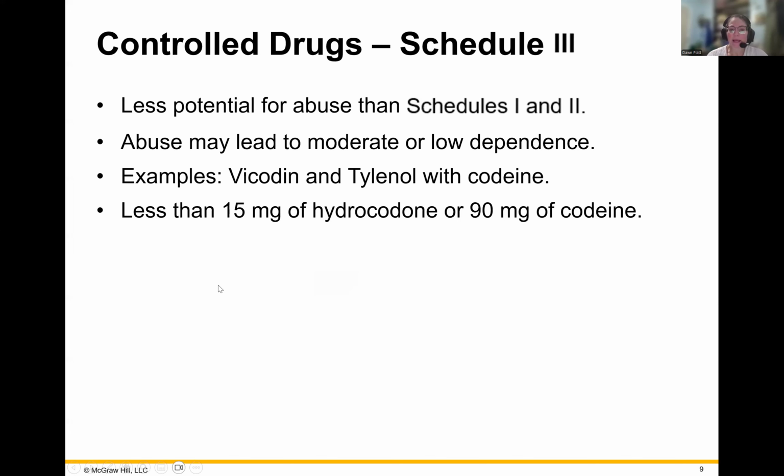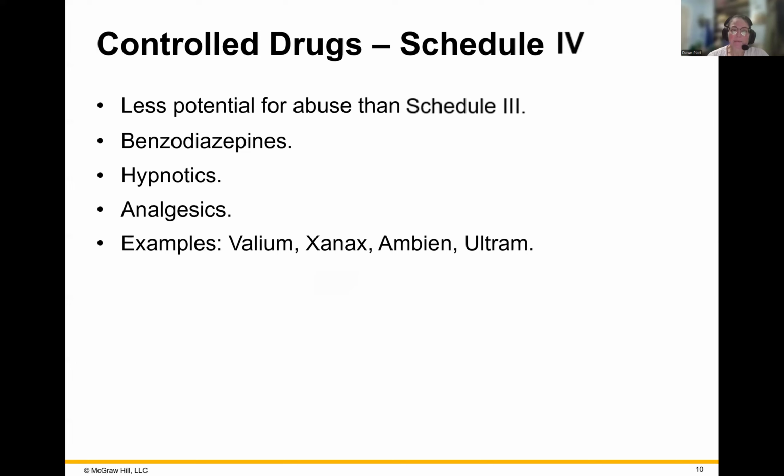Schedule 3 substances, we have your Vicodin, which honestly, Vicodin no longer exists. There's a different one for it, Tylenol with codeine, because the codeine is the actual controlled substance of that. And then we have Schedule 4: benzodiazepines, and then hypnotics and analgesics. We have Valium, Xanax, Ambien, and Ultram. Xanax would be your benzodiazepine. Ambien is actually going to be a hypnotic. It's actually going to put you to sleep.